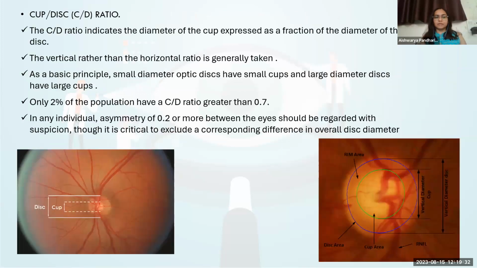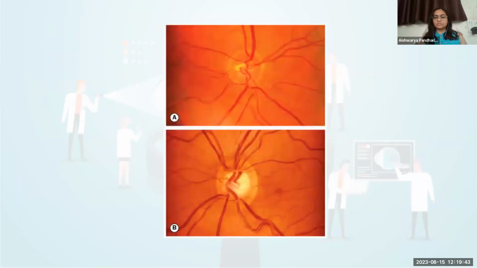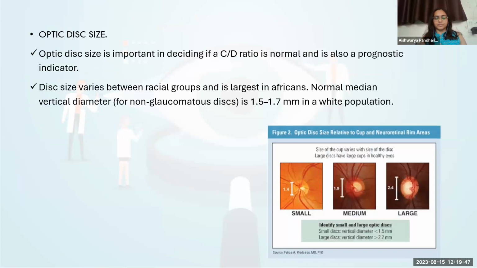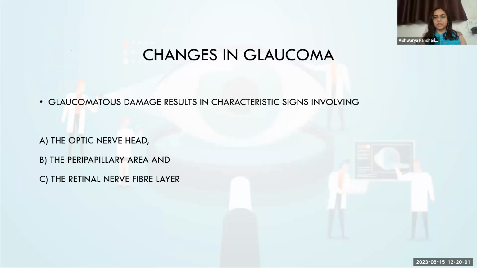Moving forward, the cup disc ratio indicates the diameter of the cup expressed as a fraction of the diameter of the disc. The vertical rather than horizontal ratio is generally taken. As a basic principle, small discs have smaller cups and larger discs have larger cups. The optic disc size is an important factor in deciding the CD ratio and is also a prognostic indicator. It varies between racial groups and is largest in Africans. Normal median vertical diameter is 1.5 to 1.7 mm in a white population.